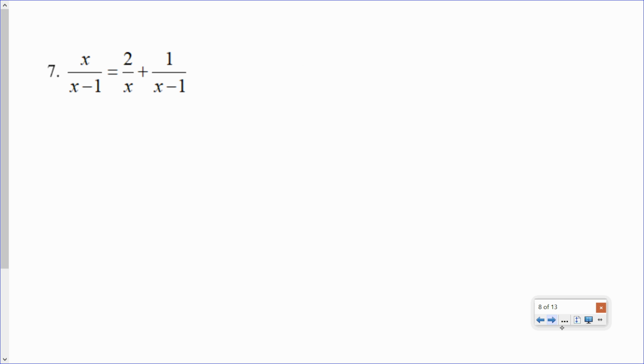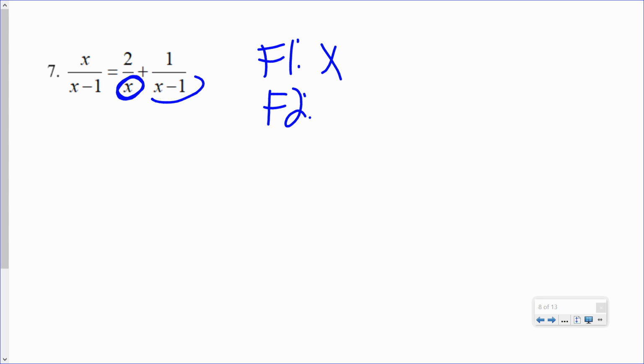7. Now is where we're going to start getting interesting. I start by listing my factors. I see an x. This x is a single factor. That's x. That's one factor. Then I see an x minus 1. That's a married factor. That's going to go in there. There's nothing else. Again, I see an x minus 1 written again, but I don't have to list it twice.